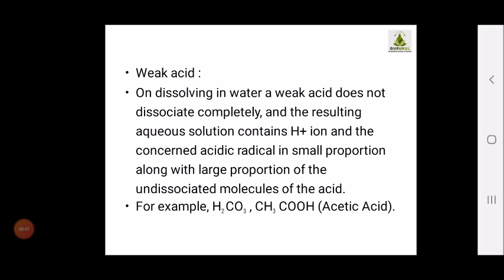Then we have the weak acid. A weak acid is an acid which, dissolved in water, does not dissociate completely, and the aqueous solution contains H plus ions in small proportion and a large proportion of undissociated molecules of the acid. Examples of weak acids are carbonic acid, H2CO3, and acetic acid, CH3COOH.